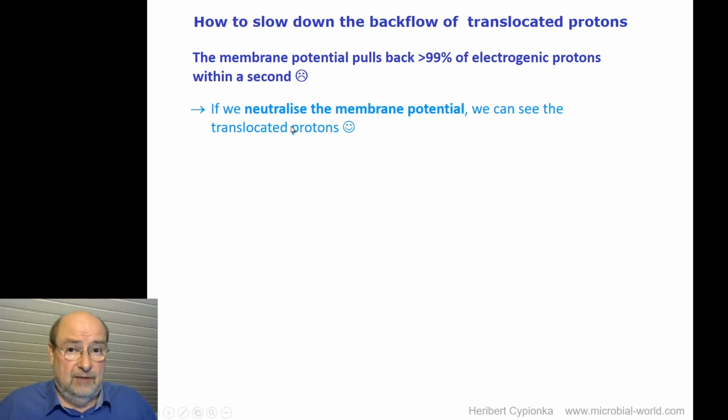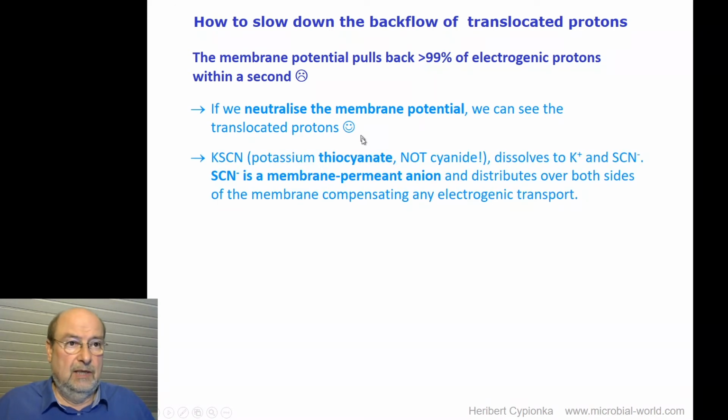So this is the reason why more than 99% of the electrogenic protons are coming back, and we have to neutralize or destroy it, and then we can see the translocated protons. Then the backflow is only due to the delta pH, and this will be much, much slower. And we have a chemical, KSCN, or potassium thiocyanate. Don't mix it up with cyanide. That dissolves in aqueous solution to K plus and SCN minus.